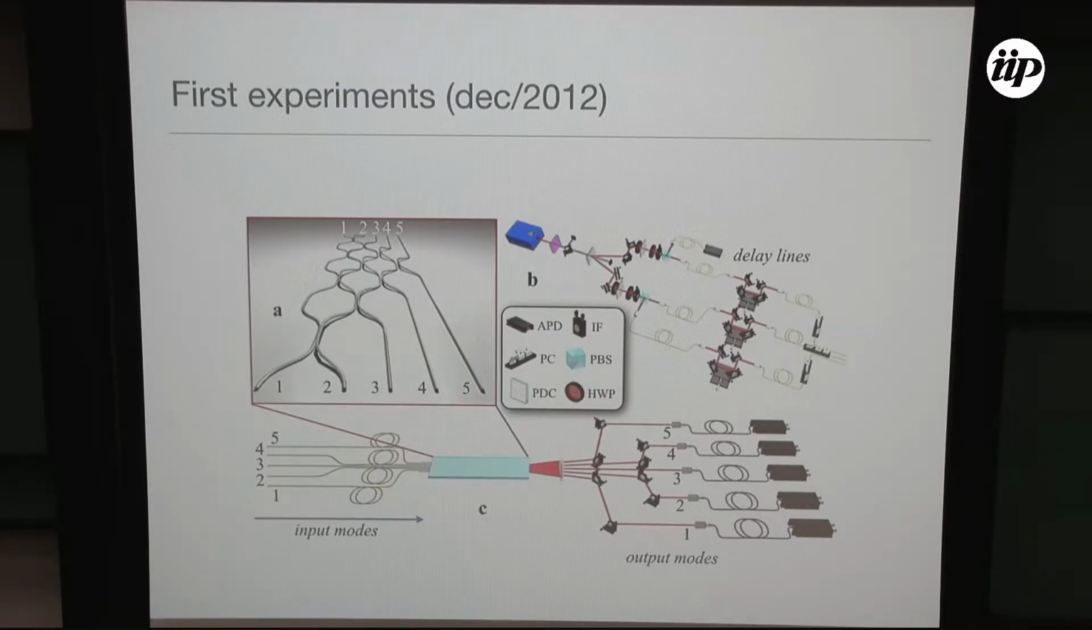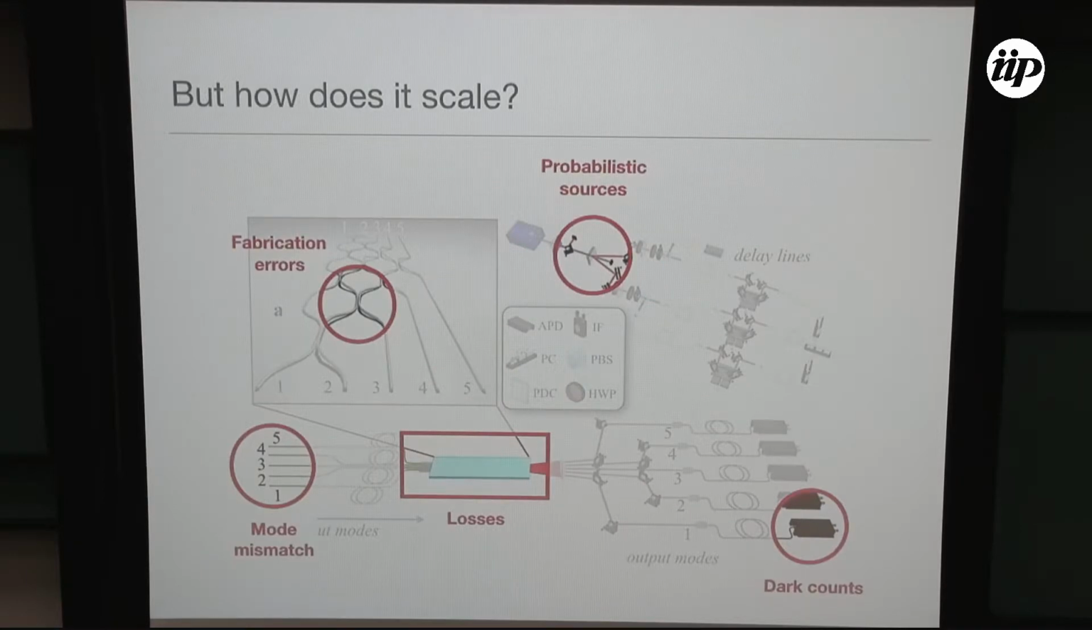But soon after these first experiments were done, people started asking how this is going to scale up. We don't have error correction, and you have many problems that arise from real-world effects, like using probabilistic sources, fabrication errors, mode mismatch, losses, and dark counts. What I'm going to focus on now is just losses. So how do we deal with the problem of losses?